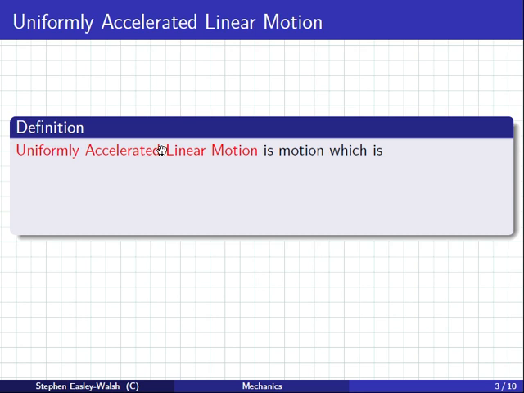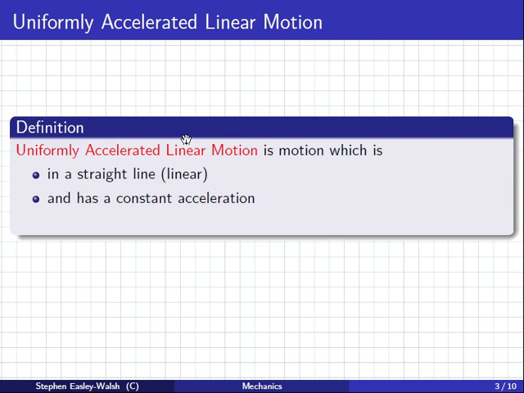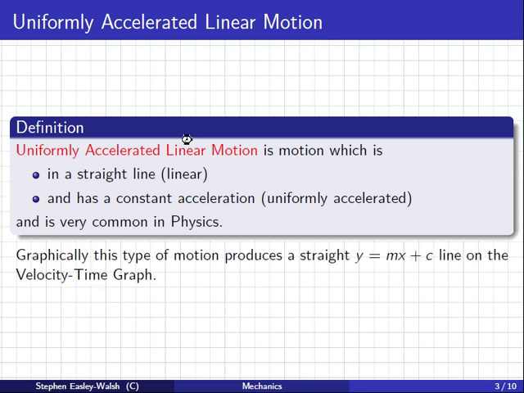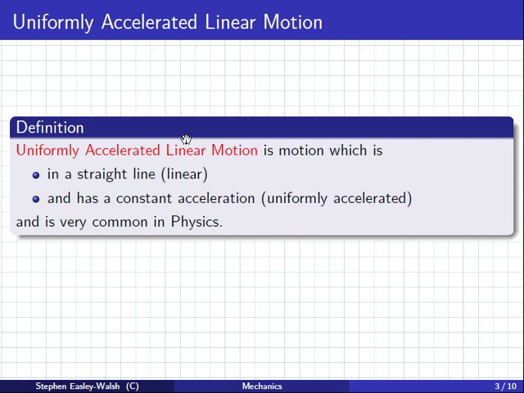Right? So, uniformly accelerated linear motion is motion which is, number one, in a straight line. Now, why am I saying it's in a straight line? Because of the word linear. Number two, it has a constant acceleration. Why am I saying that? Uniformly accelerated. Okay, and this is a very common motion in physics. It's very common. So this is why we have a whole lesson on it. Okay, just write that definition down.